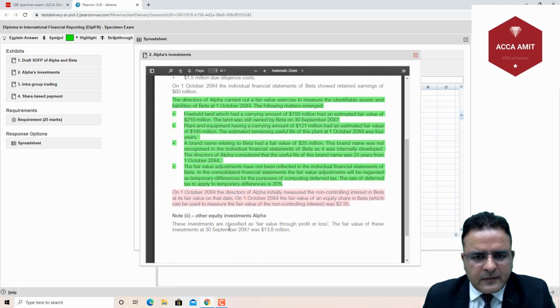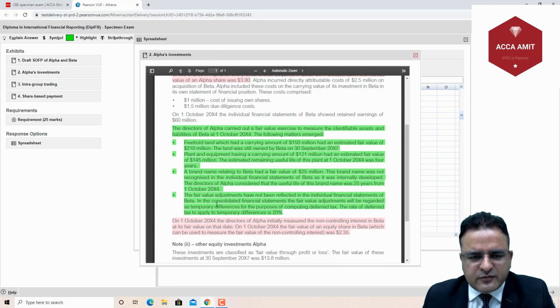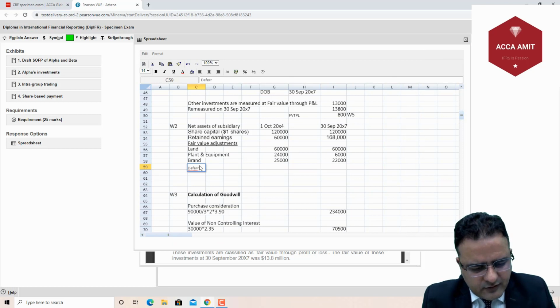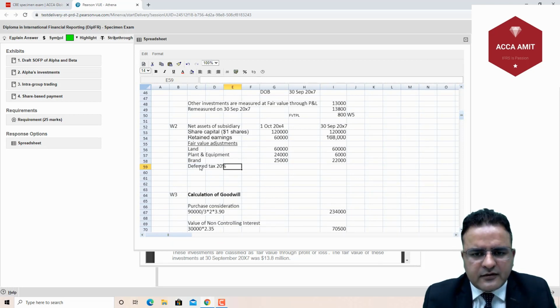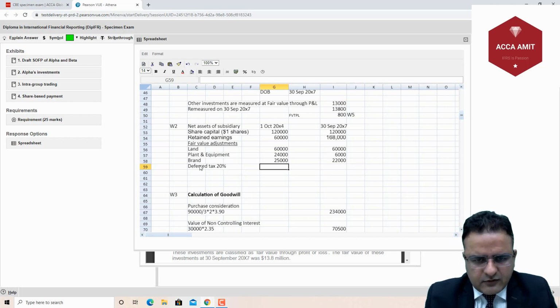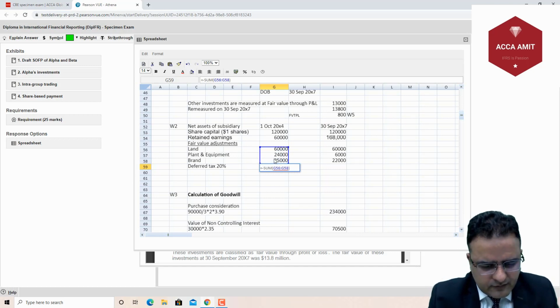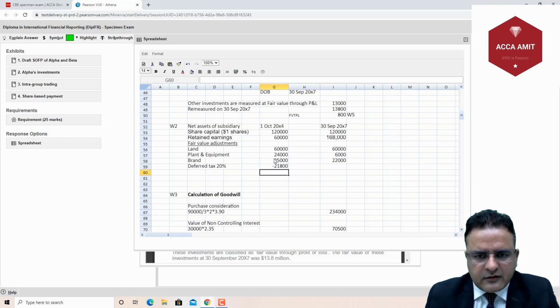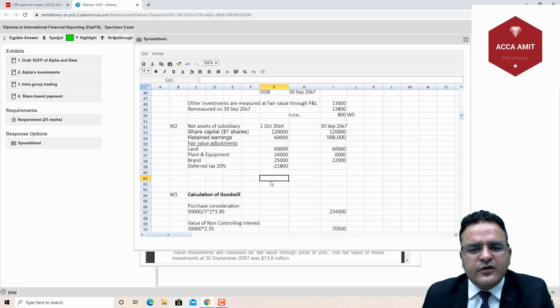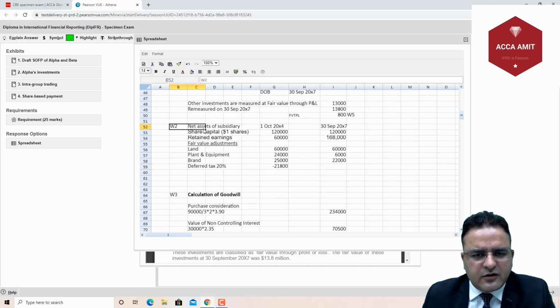Let's read further. The fair value adjustments have not been reflected in the individual financial statements of Beta, so we've already done so. In the consolidated financial statements, the fair value adjustments will be regarded as temporary differences for the purpose of computing deferred tax. The rate of deferred tax to apply to temporary differences is 20%. So deferred tax applicable is 20%. So the total sum is 60,000, 24,000 plus 25,000. 21,800 is the deferred tax liability to be included in the net assets of the subsidiary on the date of the balance sheet.